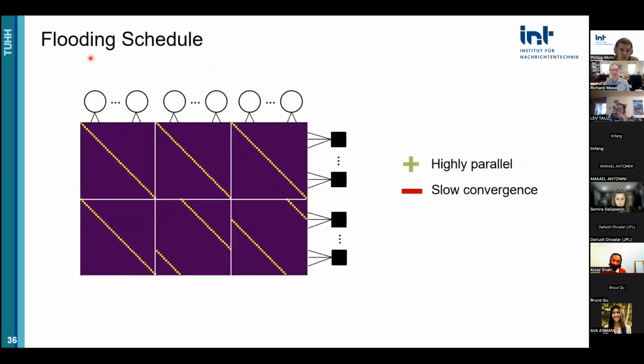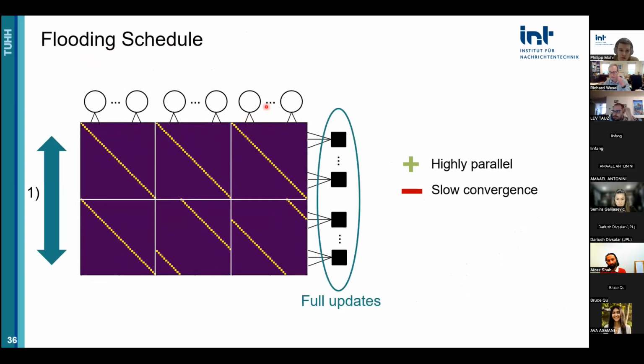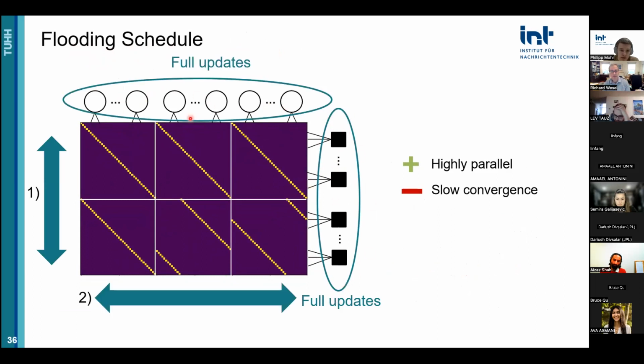One option to do the decoding is a well-known flooding schedule, where you perform all the check node updates in parallel, followed by all the variable node updates in parallel, which completes one decoder iteration.